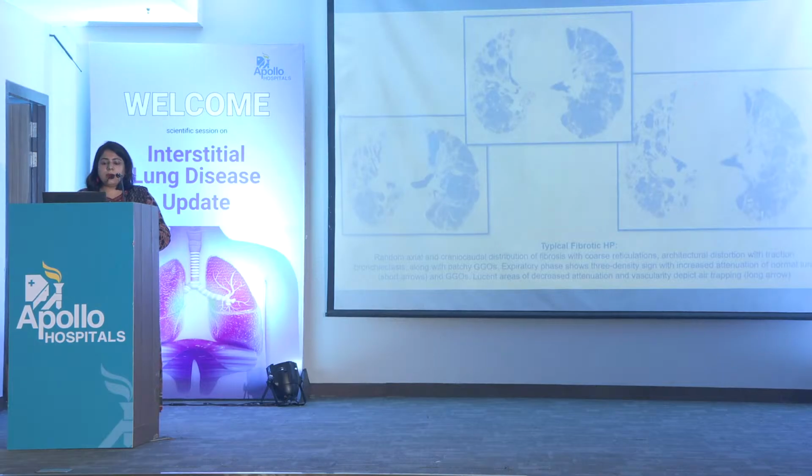So these are typically fibrotic CT scans. There are triple densities over here, there is mosaic attenuation, there are ground glass opacities, and also there are areas of fibrosis.